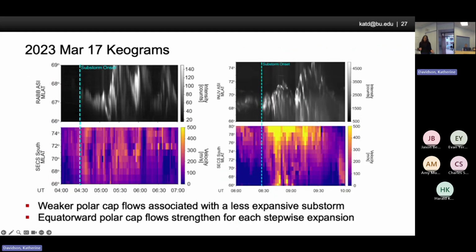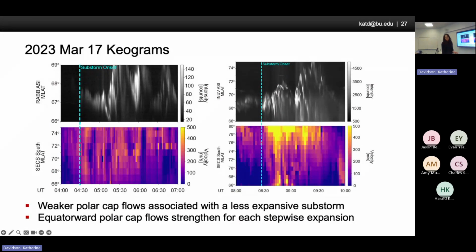Again, looking at this in the keograms, these are now the keograms of the full substorm, not just the onset. The left panel is the first substorm, the right panel is the second substorm, just using the Rabbit Lake and Inuvik cameras. And overall, you can see that the first substorm was also not as expansive in the latitudinal expansion. So the first substorm only had a latitudinal or poleward expansion of around 3 degrees, whereas the second substorm had an expansion of almost 10 degrees.